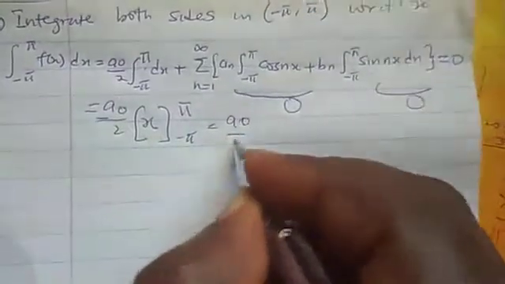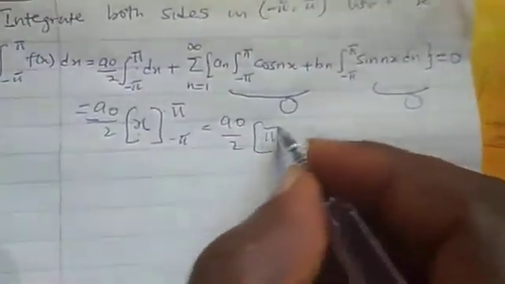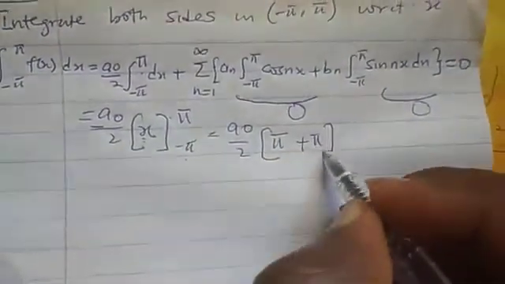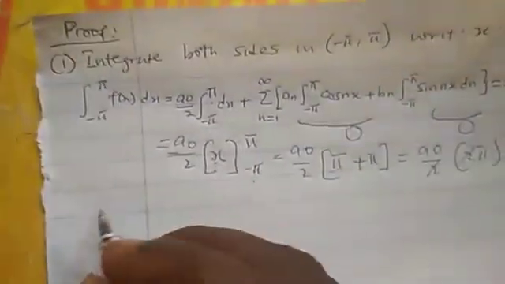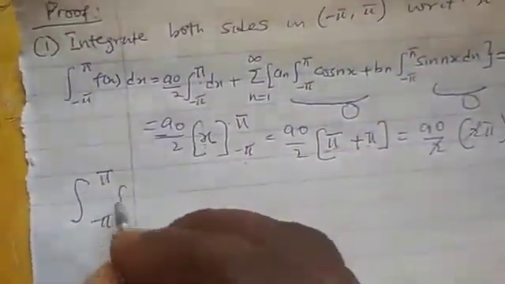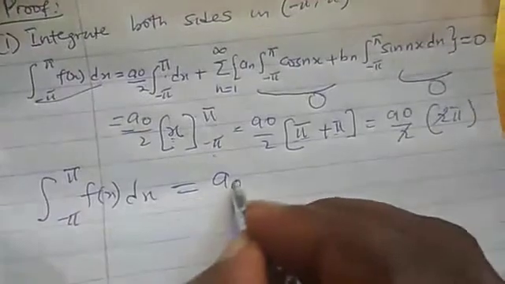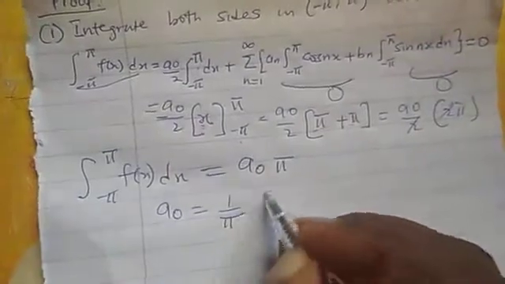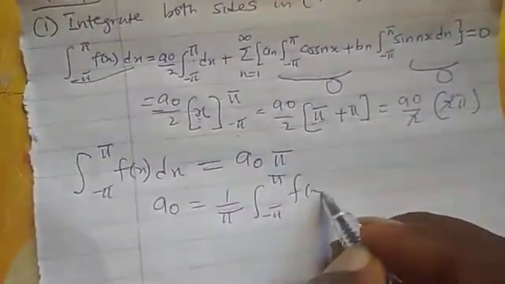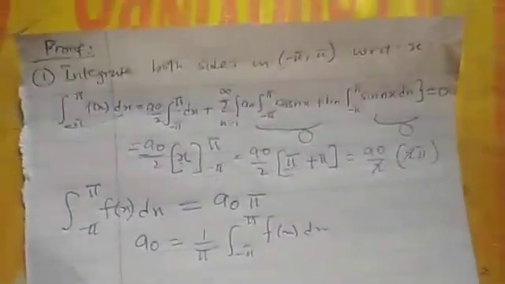So this is what we have left. If you put s to pi, we have pi. Minus, if you put s to be minus pi, you have minus pi, so that will be plus pi. So this is a naught over 2. Pi plus pi here is 2 pi. This cancels this. So what we got is a naught pi. If you make a naught the subject, the Fourier formula is 1 over pi, integral from minus pi to pi of f of x dx. So as you can see, we have proved the first result.